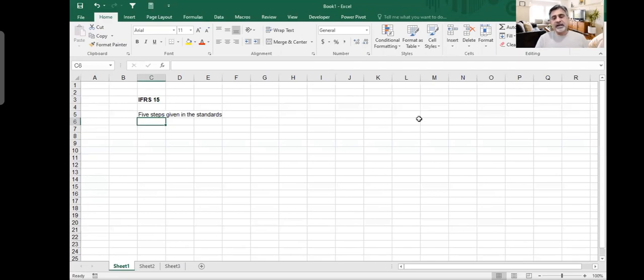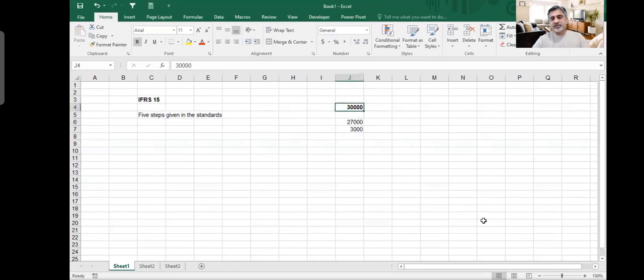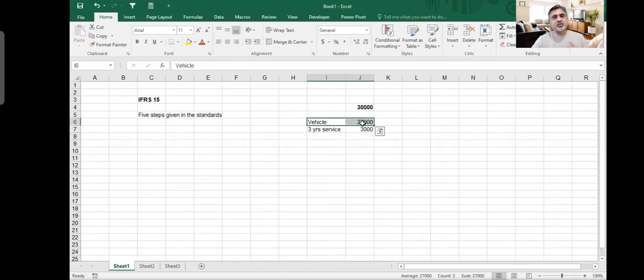For example, we just gave that one example that we sold one car for $30,000. And we know that within $30,000, $27,000 was for the vehicle and $3,000 was for the service. So total price of the car was 30,000, but it includes the vehicle and 3 years of service. So this 27,000, which is for the vehicle, as soon as you make the delivery, you can recognize as your revenue, but this you cannot.